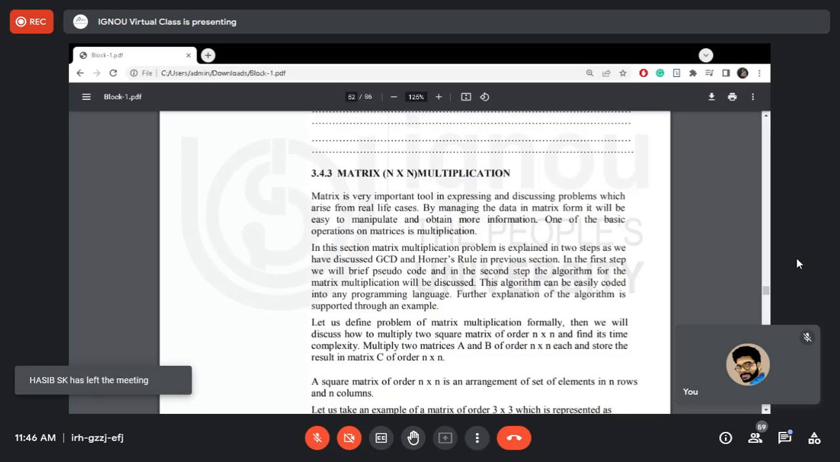If two matrices are 2 into 3 and 3 into 2, they can be multiplied. But what is the reason? The reason is that the number of columns in the first matrix should be equal to the number of rows in the second matrix. Right? So this is the criterion to check whether we can multiply both matrices or not.